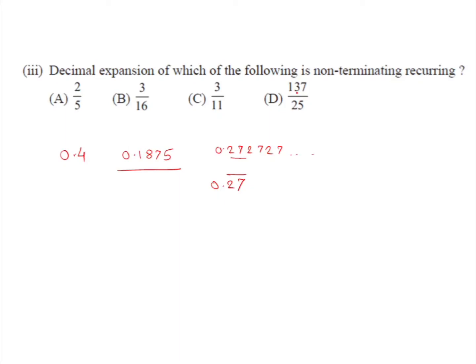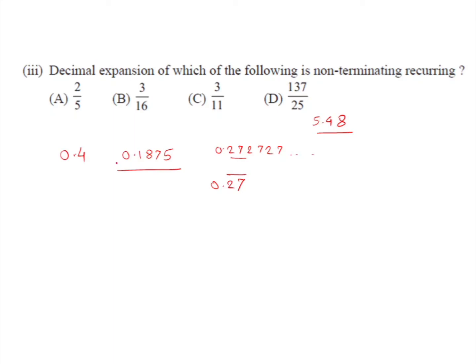And we have the last alternative, that is 137 divided by 25. So if we divide 137 by 25, we get 5.48. So in this case also the remainder will be 0. That's why this decimal form is also of a terminating type.